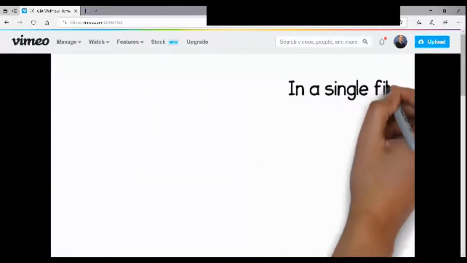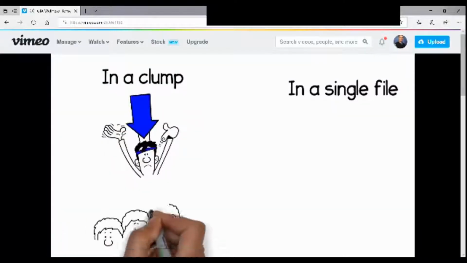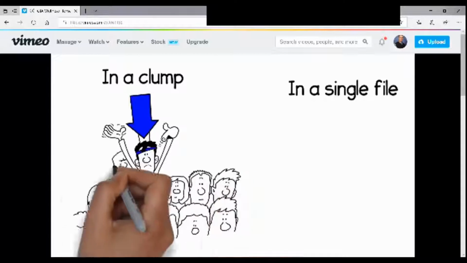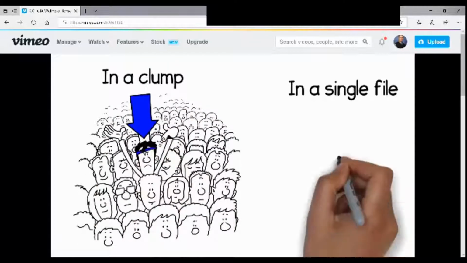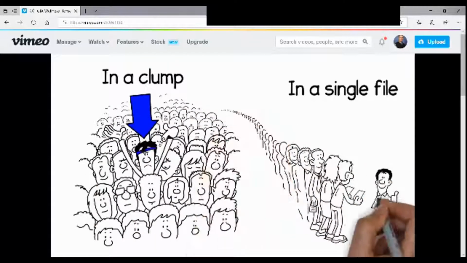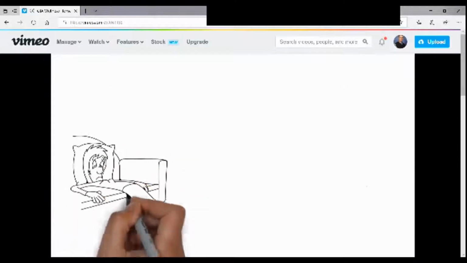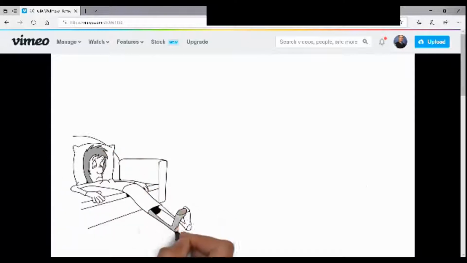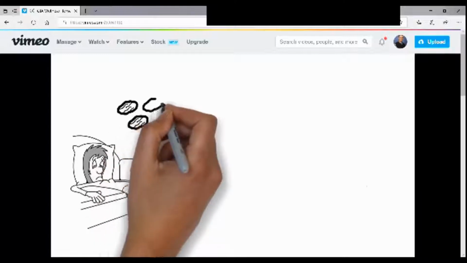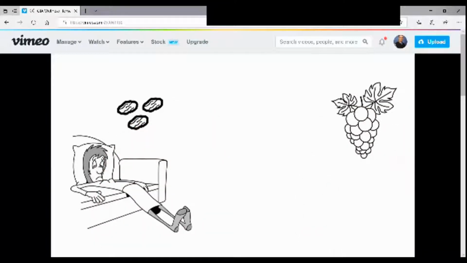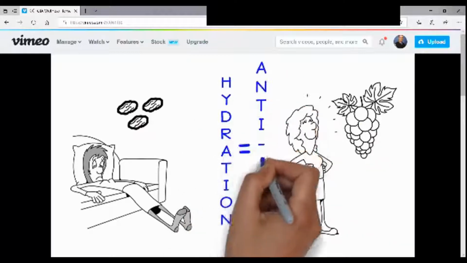The easiest way to picture the importance of being in a single file as opposed to being in a clump is this. Imagine a large group of people trying to get through a single doorway all at once. They'll run into each other, and it would take forever, right? But once people get into a single file, they motor on through. Since most people are not able to absorb water properly, they're chronically dehydrated, which makes them look and feel much older than they are. Sort of how a raisin that is shriveled up looks very different than a plump grape. Think about it. The only difference between the two is how hydrated they are.